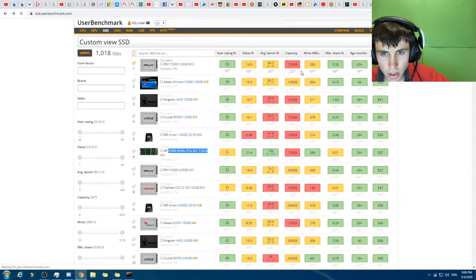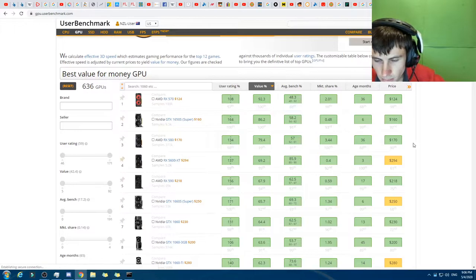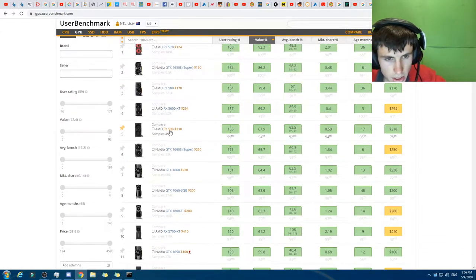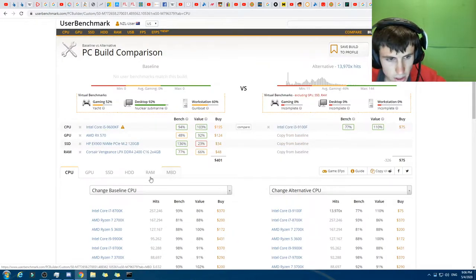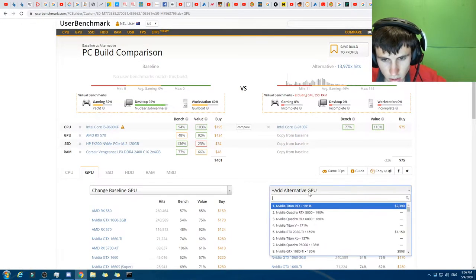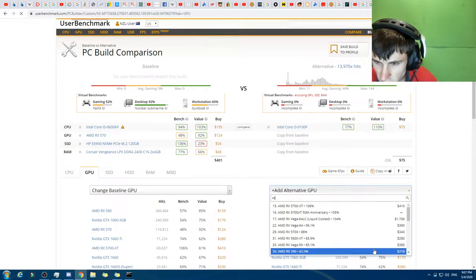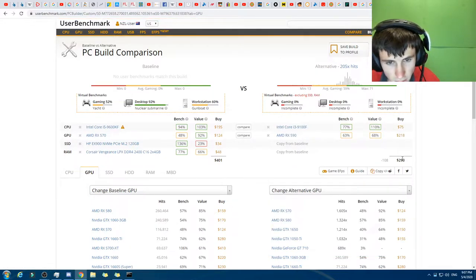So GPU wise, value, we could probably jump up to the RX 590. Okay, we'll see. So we'll go to GPU. RX 590, this one. How much is that gonna leave us? $100. Ooh, that is quite hefty. There's $100 left for all those other three things.